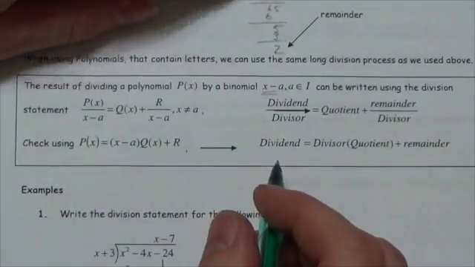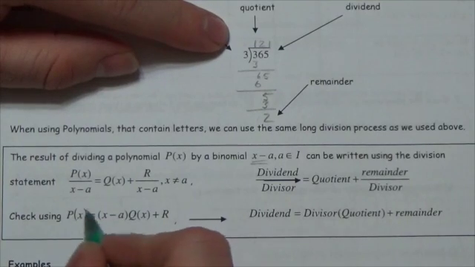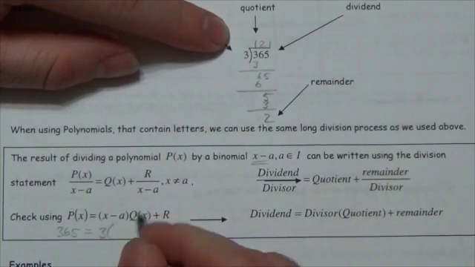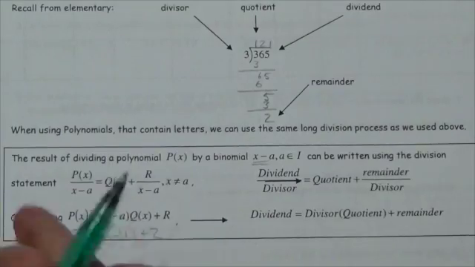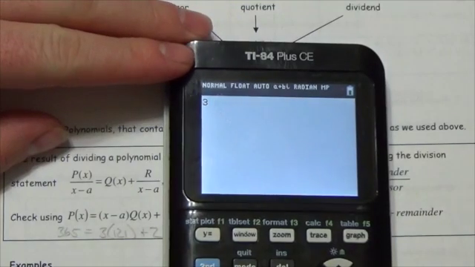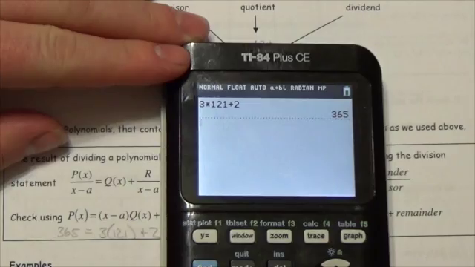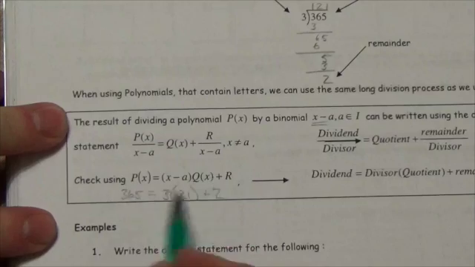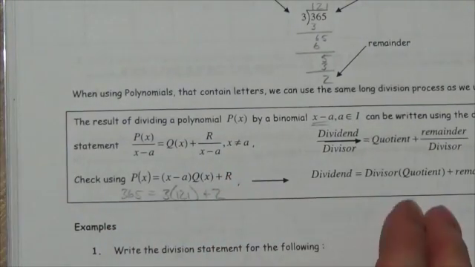But just to illustrate how that works, if we go back to our previous example, our dividend here was 365. Our divisor was 3, our quotient was 121, and our remainder was 2. Now, if this is a true statement, then if I take 3 times 121 and add 2 to it, I should get 365. And I do. Okay? So this statement is a true statement, and it's one that we're going to use in a little bit.